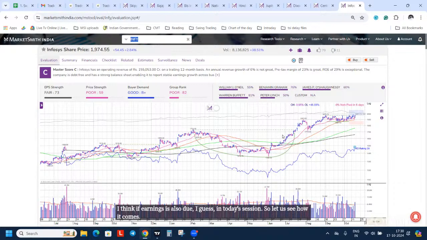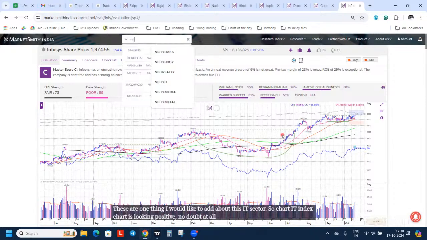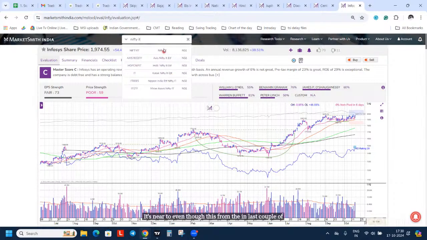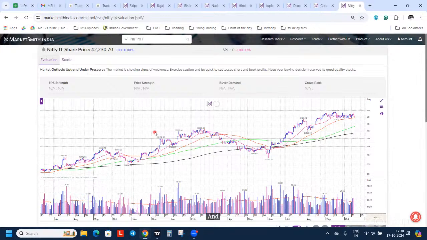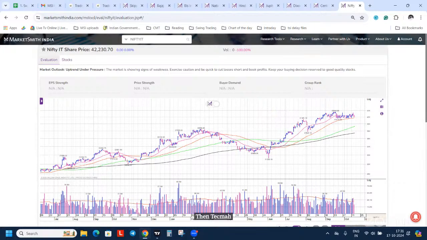Tisha, one thing I would like to add about this IT sector. The IT index chart is looking positive, no doubt at all. Even though the market was falling in the last couple of weeks, the IT index was not falling. And if I do a component analysis of this, I can say HCL Technology, Infosys, then Tech Mahindra, and one more stock, Mphasis, are looking quite attractive at the current juncture.